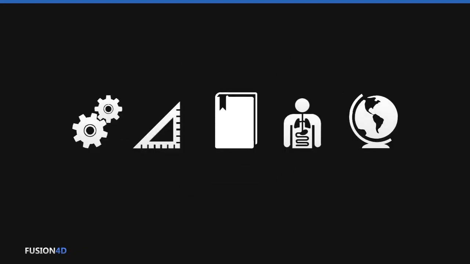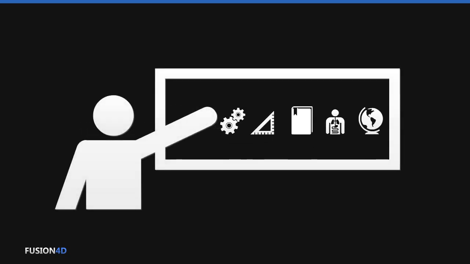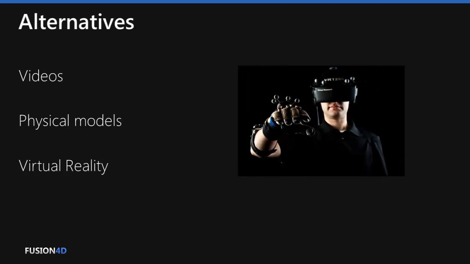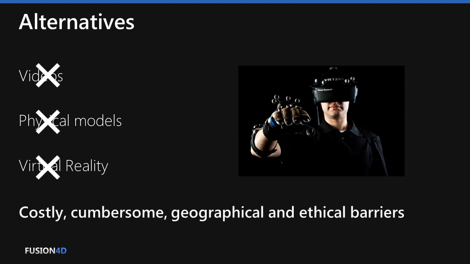In many areas of education, such as engineering, architecture, medicine, and geography, it's very important that students understand physical artifacts. Traditionally, these skills are developed through images or videos, but it's hard to explain the richness of a dynamic 3D object with these materials. The alternatives to this problem include virtual reality and physical models, but these solutions are costly, cumbersome, and may involve ethical and geographical barriers.